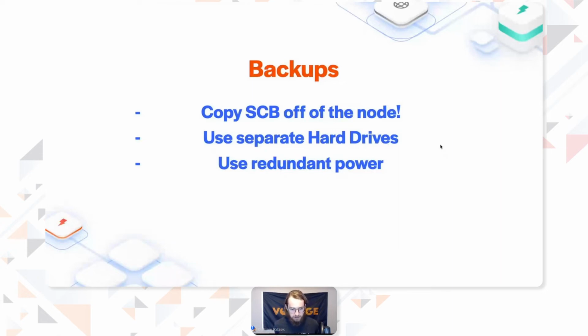So generally speaking, use redundant power, and always be sure to copy off SCBs from the node into some other place. This can be automated, but I don't know of any tool that you could just install to automatically copy SCB off of your node. I think it's something you'd have to write your own scripts for at home.